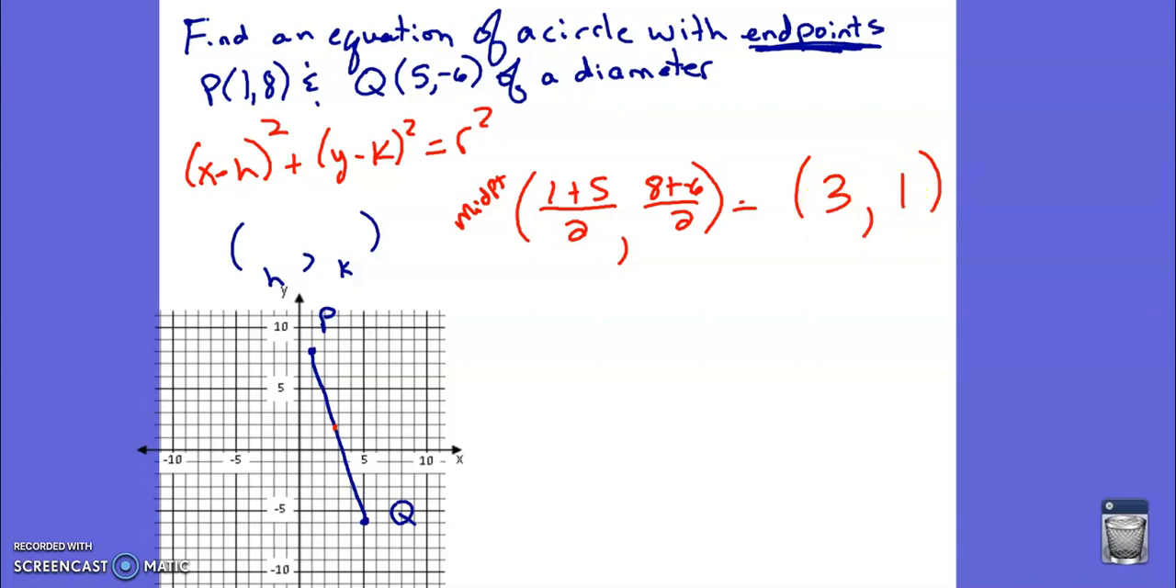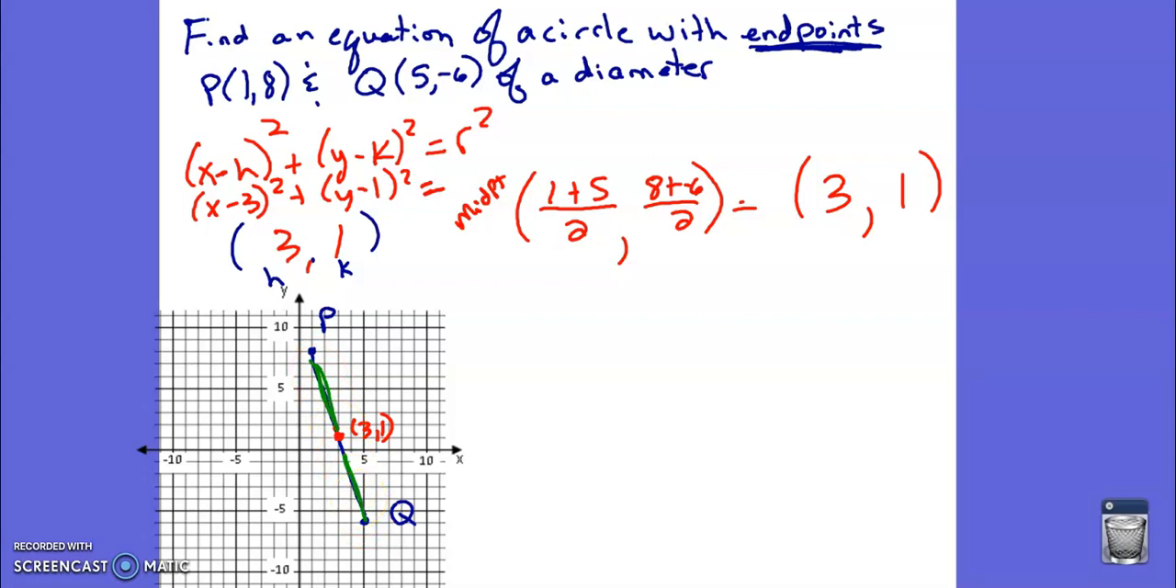So if I go to 3, 1, the diagram is just off a little bit. It's actually supposed to be right here. So 3, 1 is the center of the circle. So right now we have (x minus 3) squared plus (y minus 1) squared, but we don't know the radius. We don't know this distance of the radius. Either one is actually the radius.